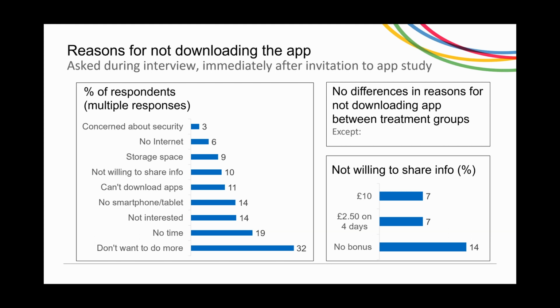When we look at this by experimental treatment groups, generally we don't see any differences. There's one exception, which is that for the incentive treatments, we see a difference in the proportion who said they're not willing to share information. So those who were not offered a bonus, 14% said they didn't download the app because they were not willing to share this information. And that proportion was lower in the other two incentive groups. But generally, not really any differences between the different experimental treatment groups in the reasons for not downloading the app.